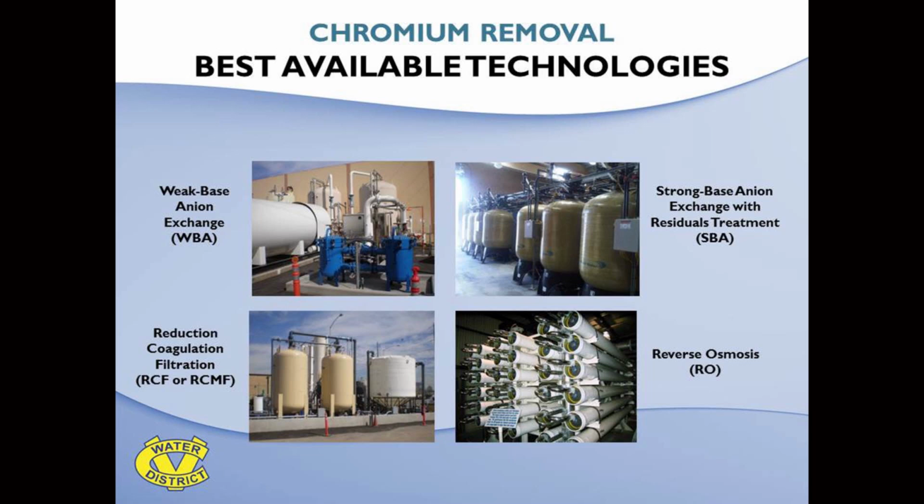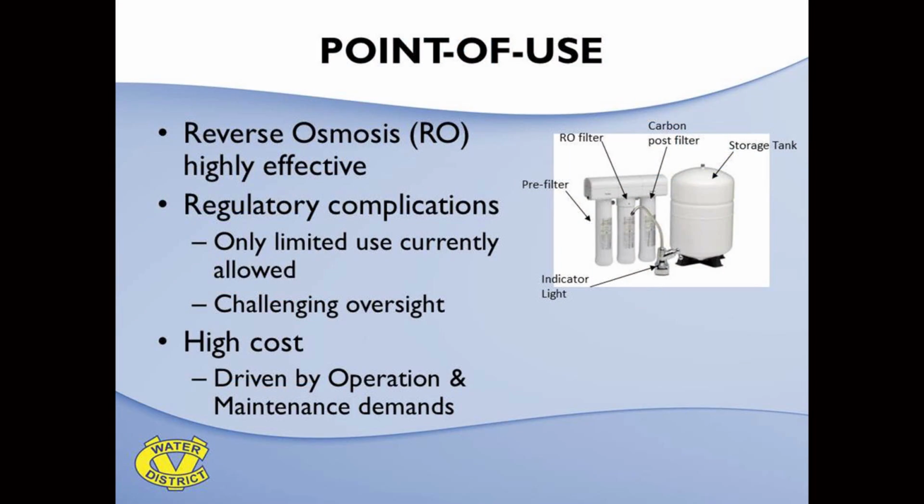And then reverse osmosis on the bottom right, that's the most expensive type of treatment, but it's very effective. It will remove almost anything from water, and they use it for desalinating ocean water. And while expensive, there can be ways to use that if you're treating small volumes of water. Point of use would be one of those.